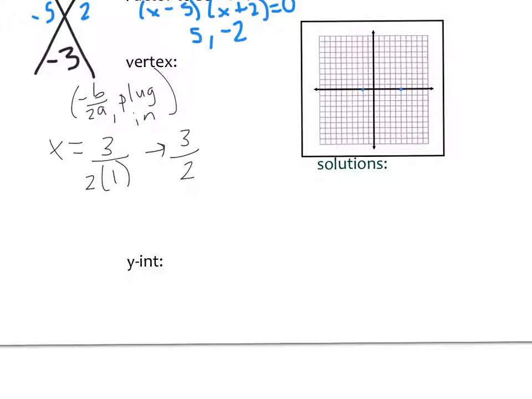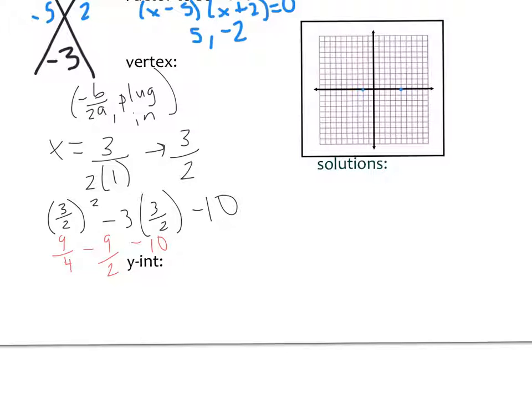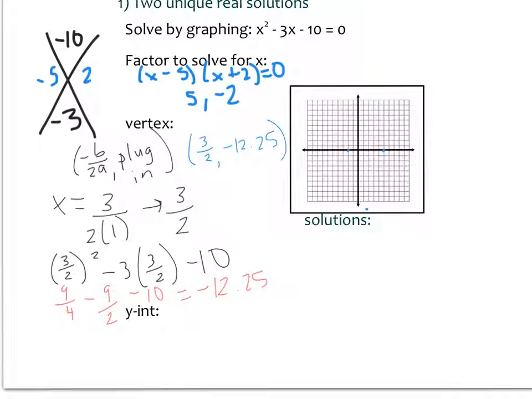And now I'm going to go ahead and plug in 3/2 to find the y-coordinate. Okay, so here I have 3/2 squared minus 3 times 3/2 minus 10, and 3/2 squared is 9/4, minus 3 times 3/2 is 9/2, and then minus 10, which will give me -12.25. So my vertex here is 3/2, -12.25. And I'm going to go ahead and plot that on my graph right now. My vertex is plotted, and it's actually off my graph a little bit, but I did my best to estimate where it is.